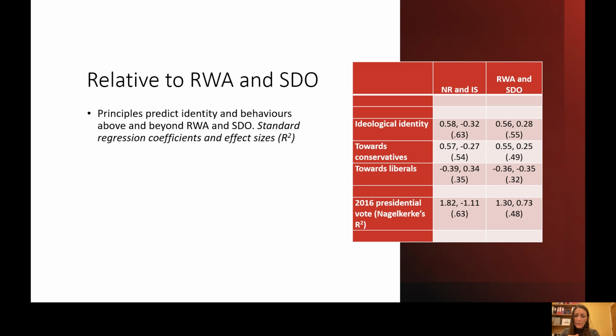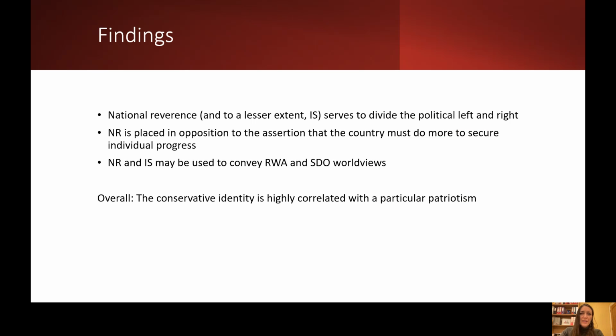And finally, the predictive ability of national reverence and individual support for these outcomes exceeded the contributions of RWA and SDO. In the paper, we also include incremental predictive validity comparisons that drive home the relevance of the principles over RWA and SDO. So this analysis indicates that the sentiments measured by right-wing authoritarianism and social dominance orientation may be communicated in lay language through national reverence and individual support representations. So in summary, national reverence and individual support can be seen as operating principles of ideological identity.